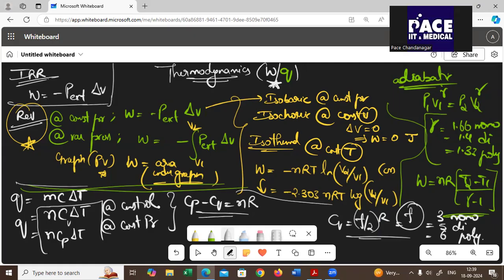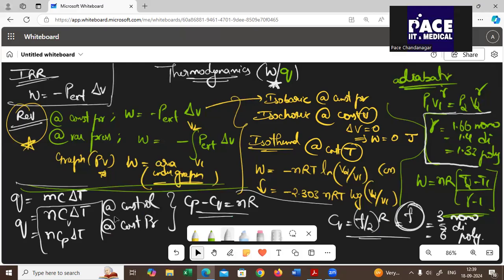Okay, and Cv equals f by 2 times R, where the f value for whichever gas is given to you, if it is mono, di, or poly, f values are given to you here, along with gamma values for monoatomic, diatomic, and polyatomic gases. Like helium is a monoatomic gas. Ozone is triatomic, which means polyatomic, I would say. And oxygen, the O2 molecule, is diatomic specifically. So that is where we can use those values directly into this.